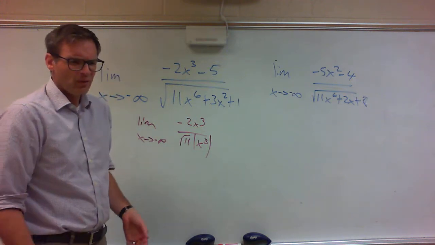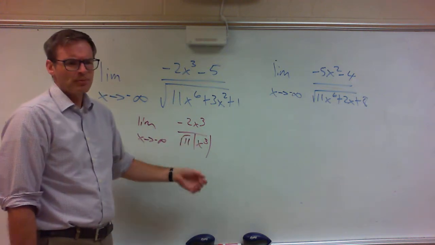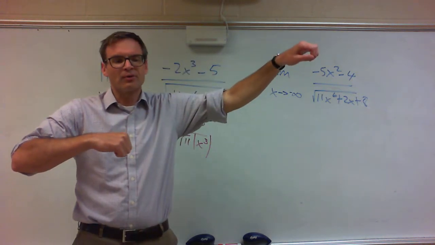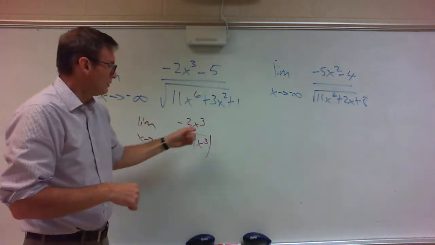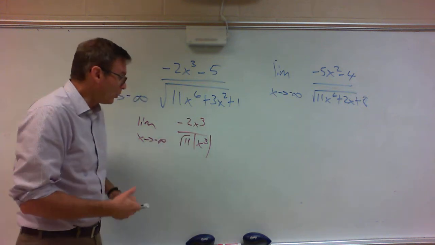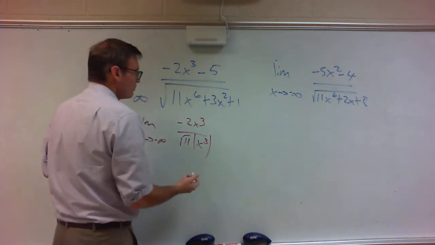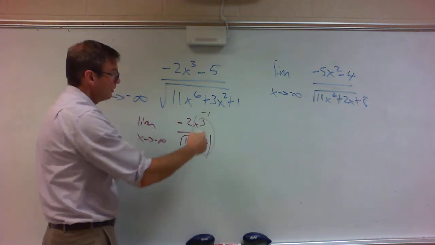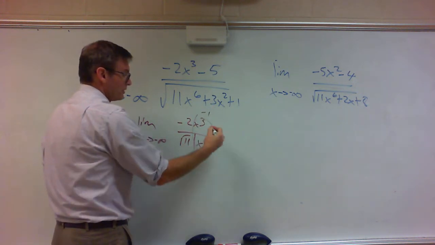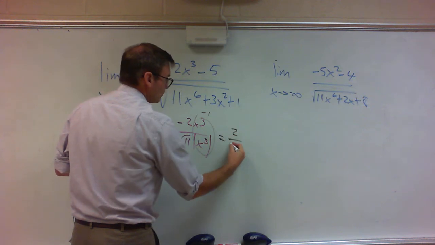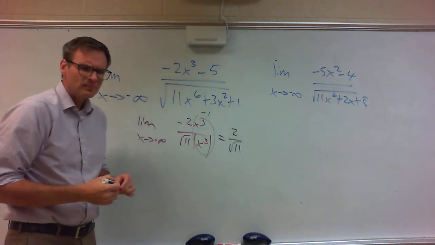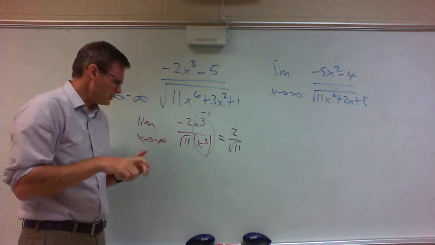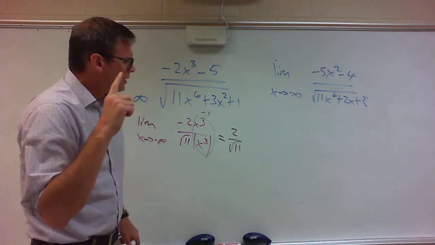And so you might think, well, what's x cubed over the absolute value of x cubed? It's still positive 1 as I go to the right, negative 1 as I go to the left, right? So because I'm going to the left, this is a big fat negative 1. And so I do negative 1 times all this, and I end up with positive 2 over the square root of 11.